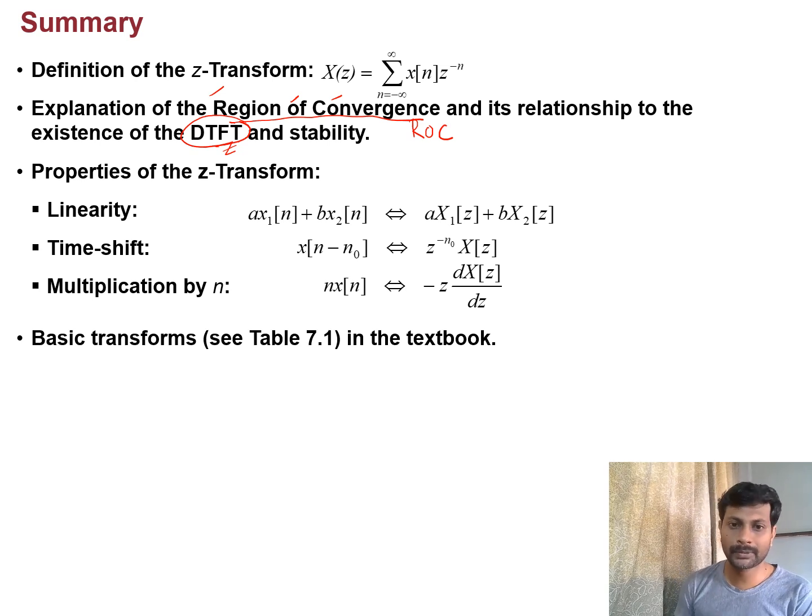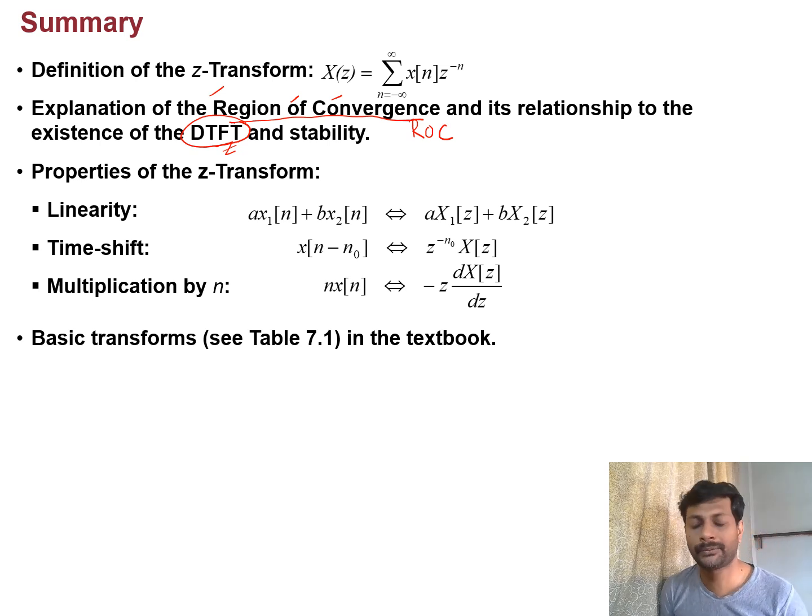Properties of z transform: linearity property, time shifting property, multiplication by n. These are the most basic properties of z transform. Apart from these, we have other properties which we will discuss in the next class in detail.